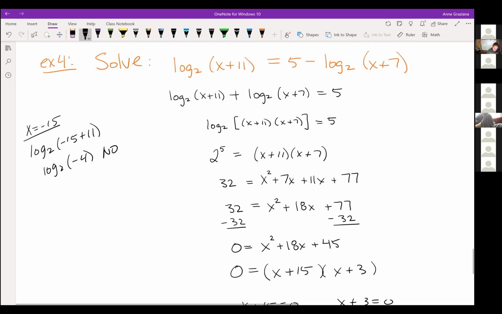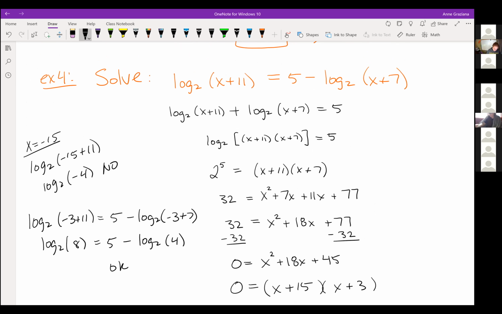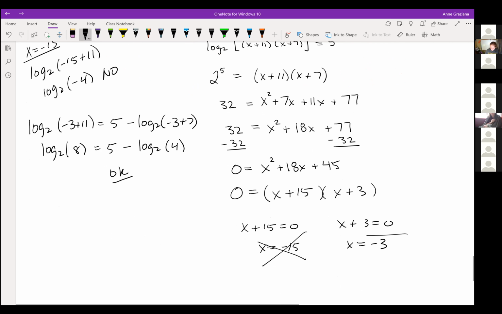But negative 3 will work, okay? If I do log base 2 of negative 3 plus 7, that's okay. It comes out positive, okay? Same thing if I do, so this is equal to 5 minus log base 2 of negative 3 plus 7. Whoops, this should have been plus 11. This should have been 8 minus log base 2 of 4. So this is okay. So only negative 3 works.